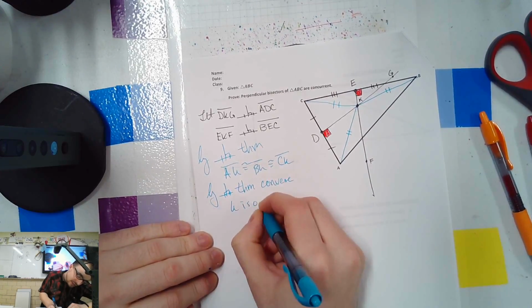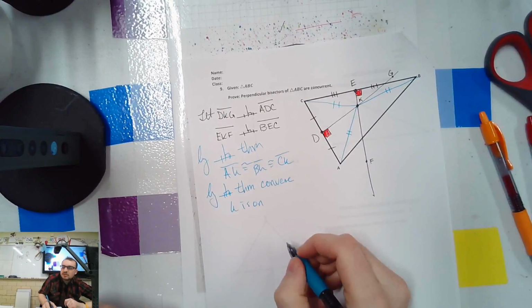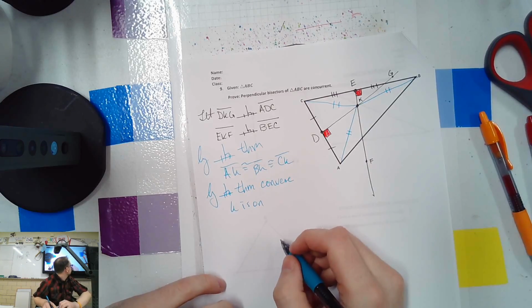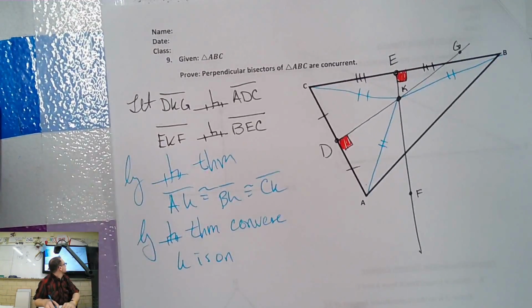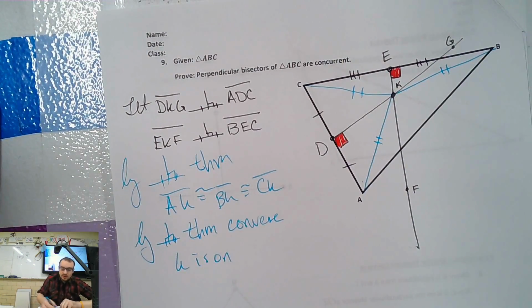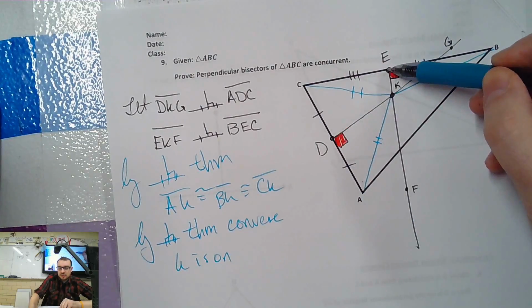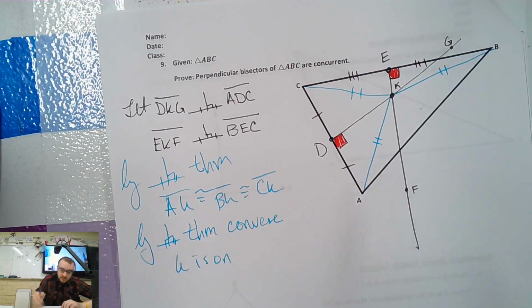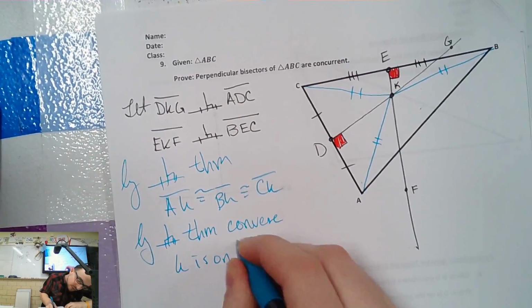K is on whose perpendicular bisector? What side's perpendicular bisector? Well, we already know it's on this one, and we already know it's on this one. We're proving it's on this last one because it's equidistant. So what side? AB. On AB's perpendicular bisector.